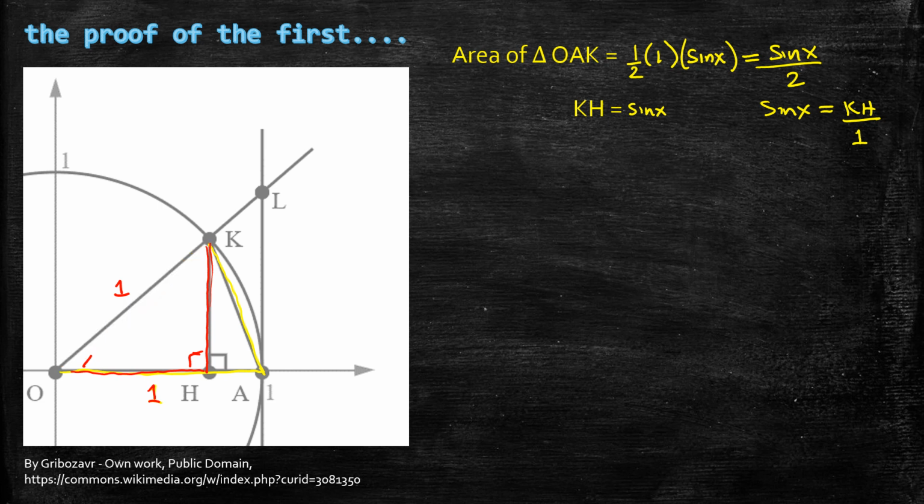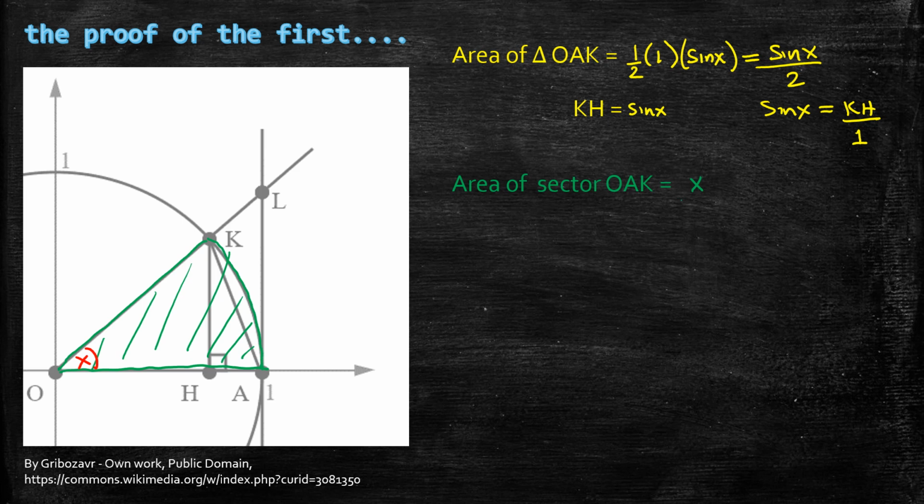Now let's erase all of that because we want to compare the area of that region to the area of sector OAK. Sector OAK is like a slice of pizza. It looks like this. We want to find the area of this, which we know will be slightly bigger than the area of the triangle. So let's put x back in there. If you recall, the area of a sector is just a piece of the pie. What fraction of the whole circle would that be? Well, that would be whatever the angle x is over 2 pi.